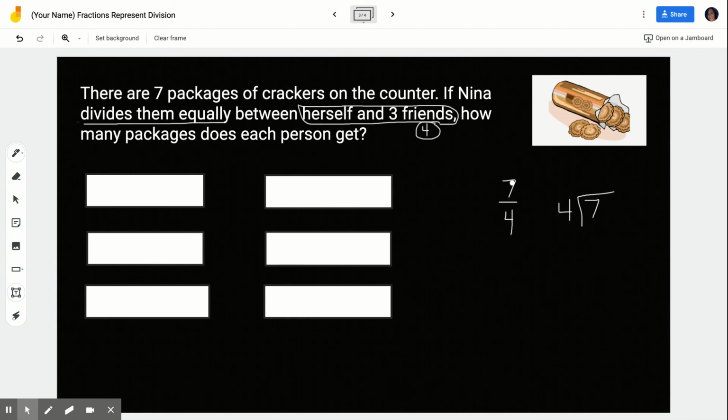So 7 divided by 4 or 7 divided by 4, we can solve the way we know how to make groups. We know that we can make one group without going over with 3 pieces left over. This would not just be a remainder 3. Instead, our remainder becomes our numerator. So how many we have left over, and our denominator is going to stay the same because that shows the parts that would make up a whole. So each person, if we shared these equally, each person would get 1 and 3/4.